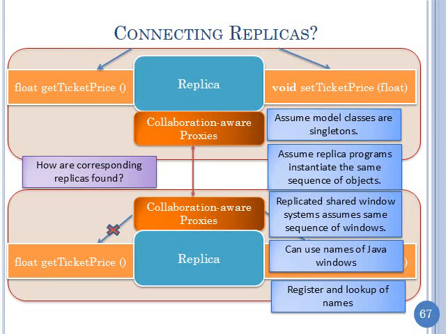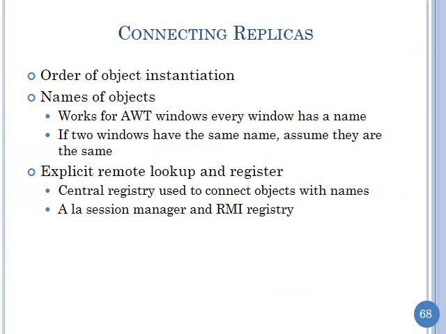Central guy means whenever an object comes up, you say, this is my name. And if there's another object of that name, please go and tell me what those objects are. So you have some kind of registry and lookup. So let's go and look at that. So you can use order of object instantiation. You can use names of objects. We can have explicit remote lookup and register. And so you have a central registry, much like the session manager.